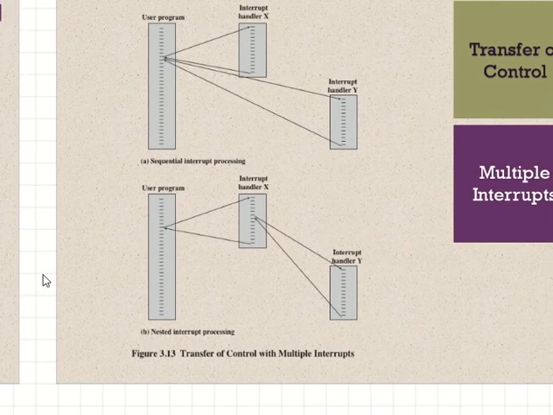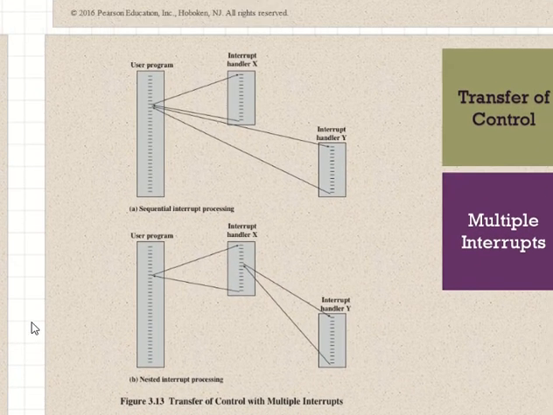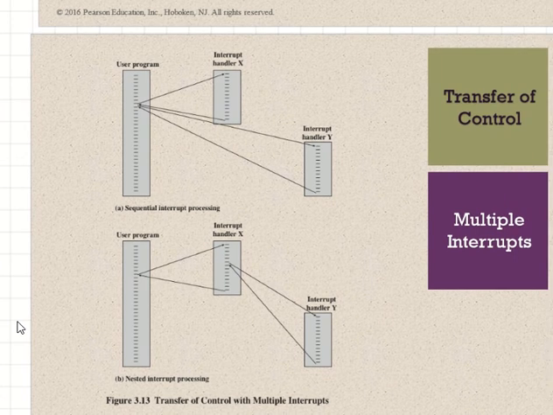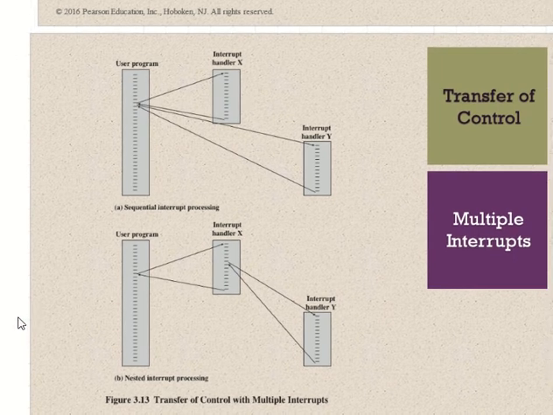Transfer of control when we have multiple interrupts. This is the main thing you need to remember. We may have multiple interrupts. What do I mean by multiple interrupts? Sometimes, while an interrupt is being processed, you may have another interrupt. So that is the case.